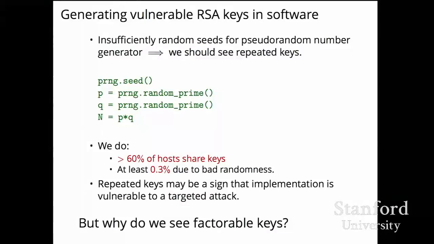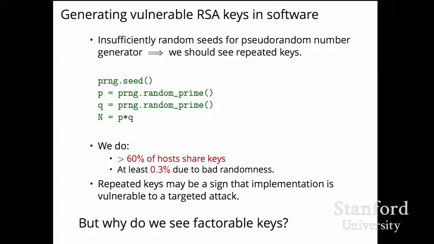Okay, so I've established that there's this entropy problem. I haven't established how this generates keys that we can actually factor. So at this point, you might believe me that there are reasons why we would see many, many repeated keys due to entropy problems in the wild. But why are we seeing keys that are sharing one prime but not both?